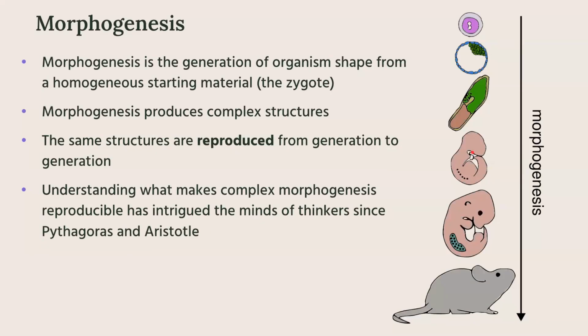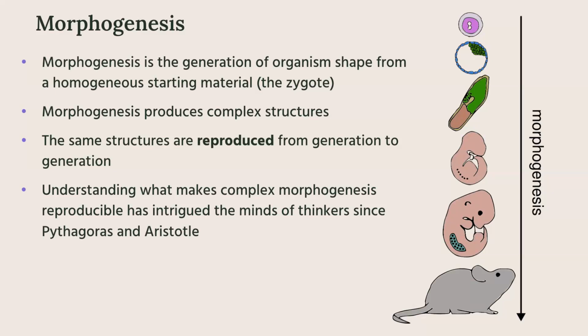So I want to start off with talking about what morphogenesis is. Morphogenesis is the generation of the organism shape from a relatively homogeneous starting material, which is usually a fertilized zygote. And morphogenesis creates all the complex structures that make up our body, like our limbs, our organs, our tissues. And really an essential feature of morphogenesis is that it's reproduced from generation to generation.